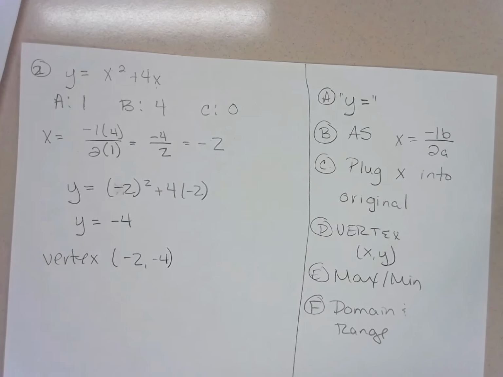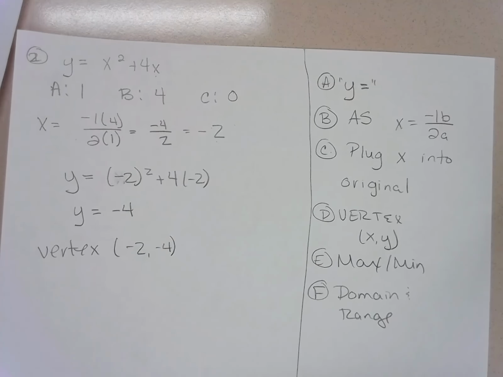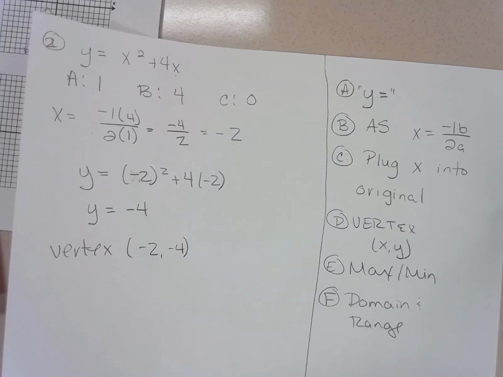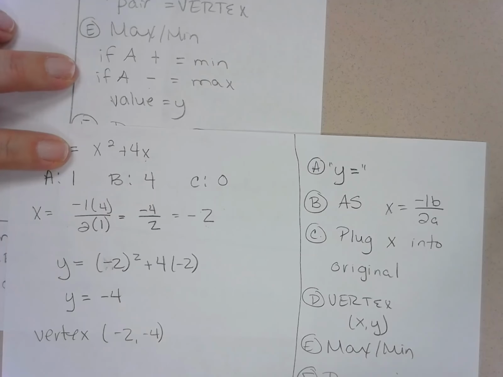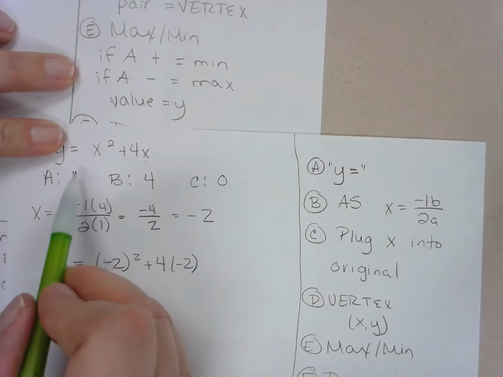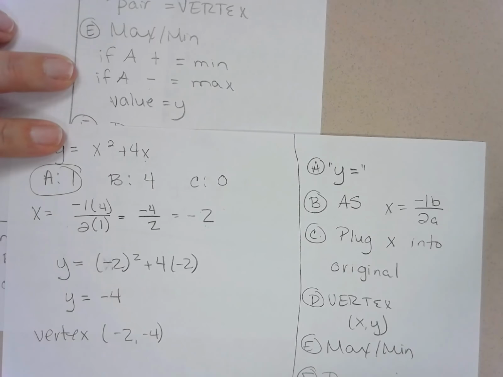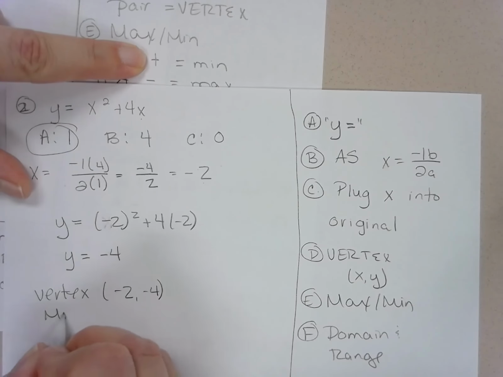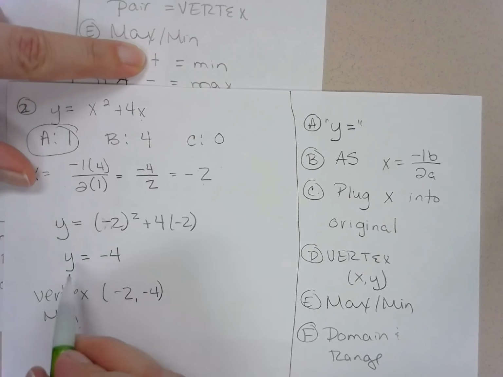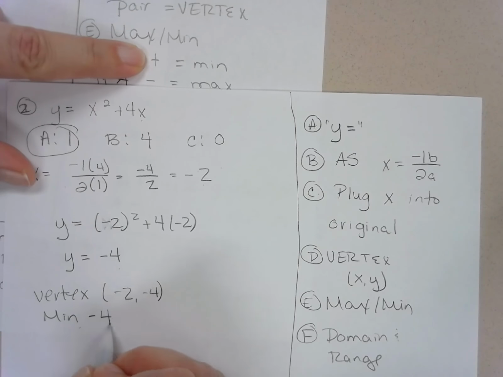So, let me see if I can get all of this on the screen together. Probably not. All right, so if we are trying to find our maximum or our minimum, we look at our a value. Our a value is a +1. So if it's a positive number, our problem has a minimum. And the value of that minimum is whatever our y is. So that's -4.